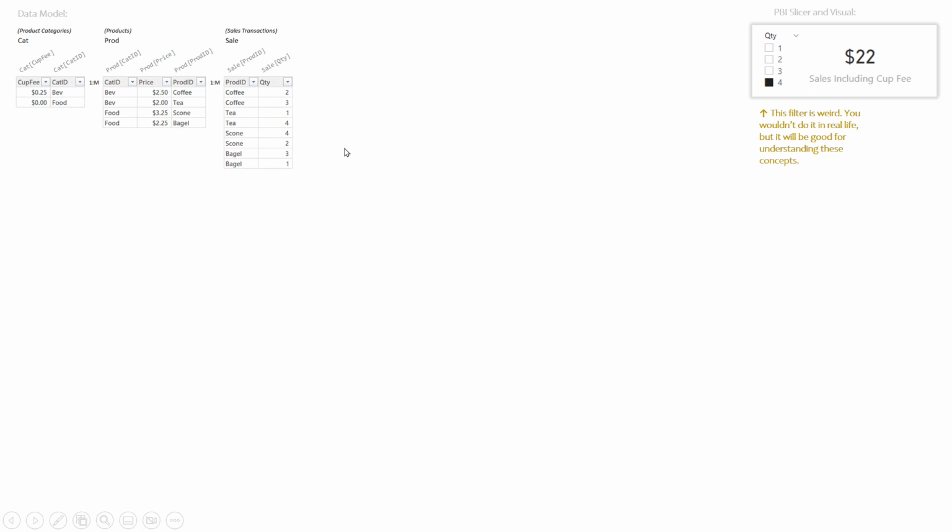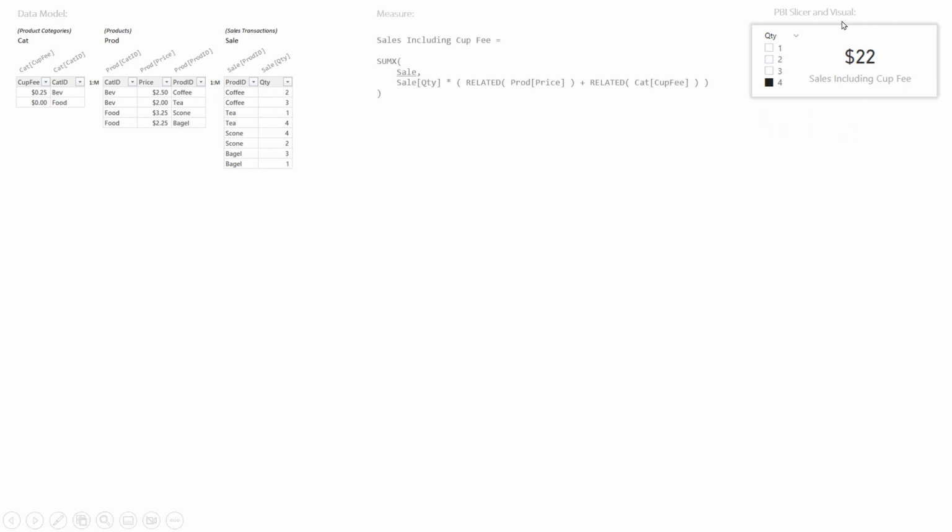Okay, so we've got our data model, we've got our Power BI visual, where we've got this sales including cup fee measure, and the user is sliced down to all the transactions where the quantity equals 4, which, by the way, if we're looking at our table over here, corresponds to just 2 transactions. This transaction over here, where they bought 4 teas, and this one here, where they bought 4 scones. Okay, enough of that.